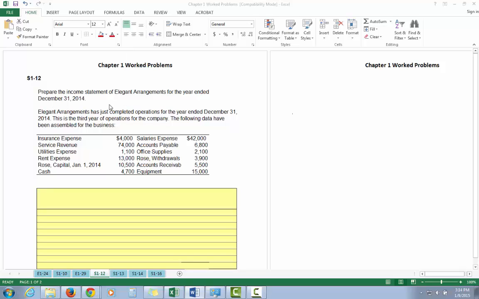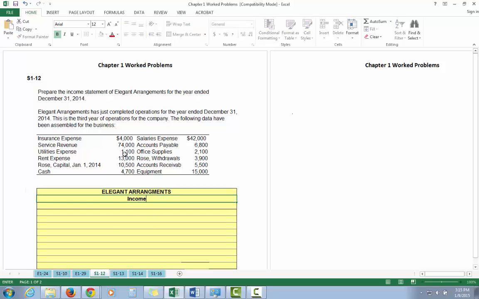It says, prepare the income statement of Elegant Arrangements for the year ended December 31st, 2014. Elegant Arrangements has just completed operations for the year ended December 31st, 2014, and this is the third year of operations for the company. The following data have been assembled for the business. So we're going to start with the heading of our income statement. Anytime we're doing a statement for the financial statements, we're always going to start with the company's name. So we've got Elegant Arrangements. That's the first thing.